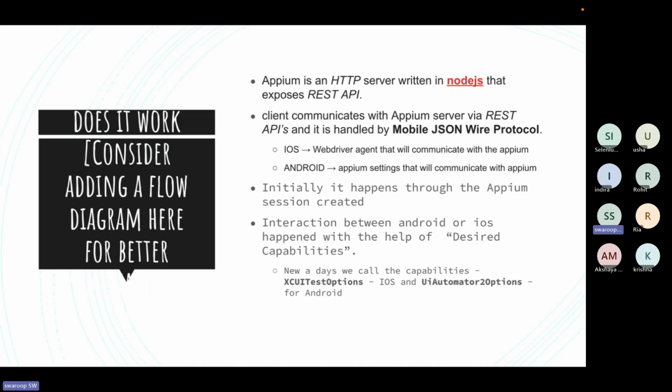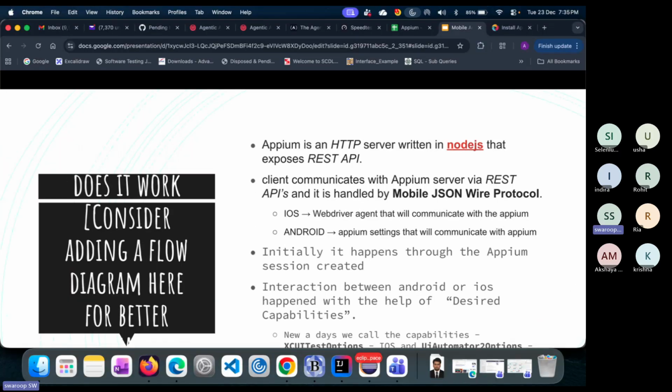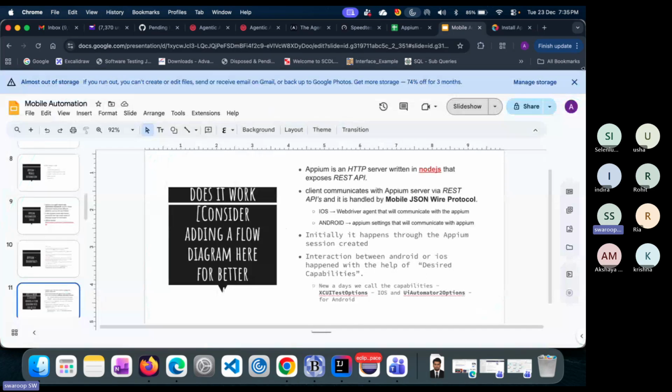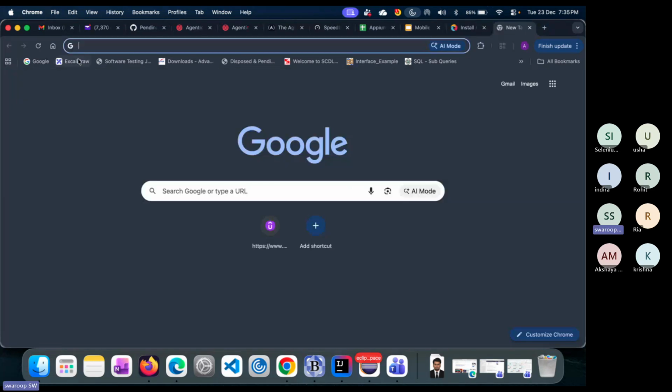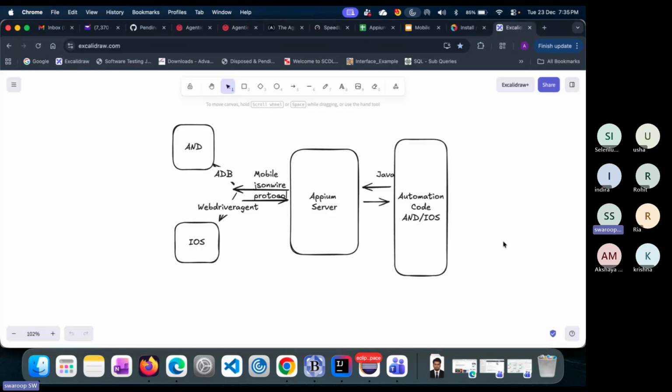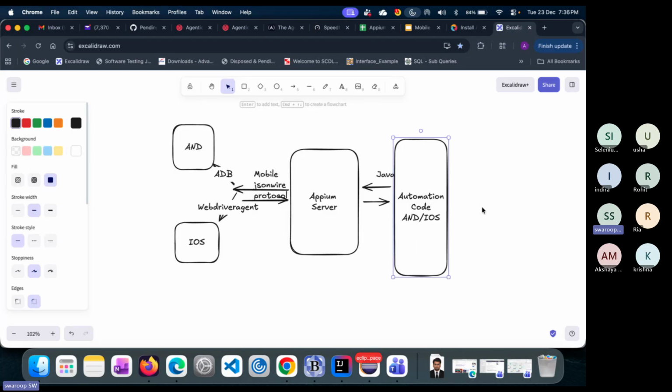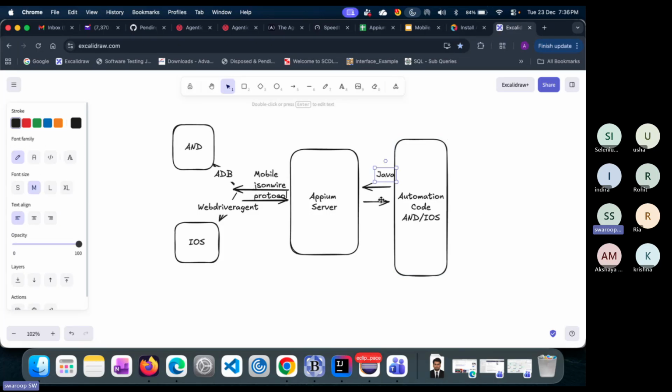And how does it work technically? Okay, so let's see. Let me show it in a representation way. So this is how it works. You write your automation code, and that automation code we are going to write using Java. So our code goes through here and hits the APM server.